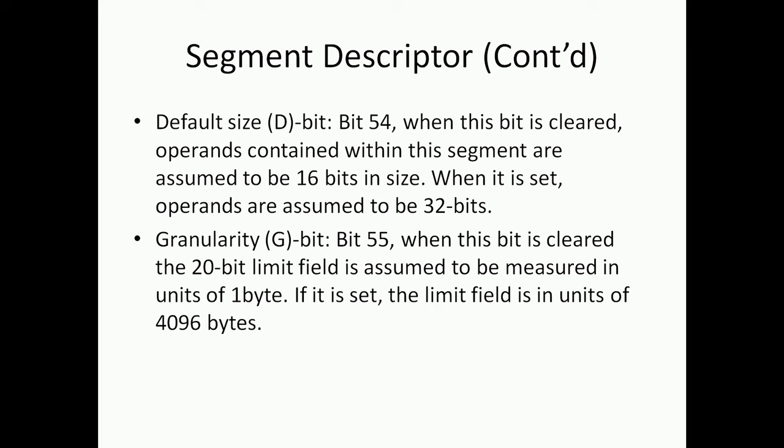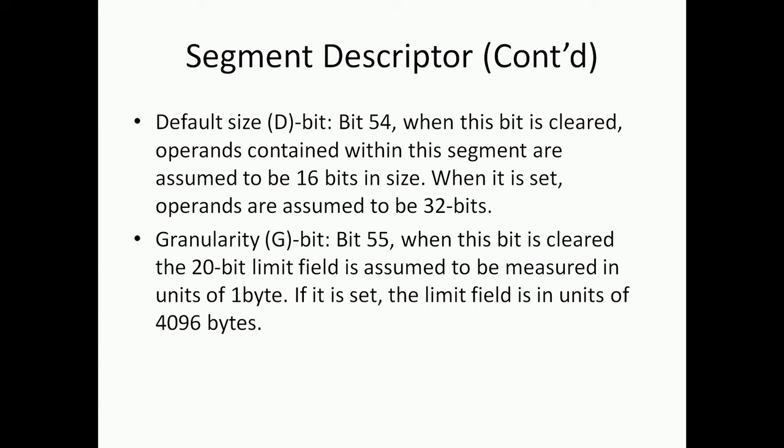Then there is the default size D bit, bit 54. When this bit is cleared, operands contained within this segment are assumed to be 16 bits in size. When it is set, operands are assumed to be 32 bits in size. So this is very useful in a code segment. When I compile a program for 16 bit, then I make the code segment have a D value of 0 here. That means 16 bit code. When I make it 1, then it becomes 32 bit code, correct. So this is very, very important for me to execute legacy code in this new setup.